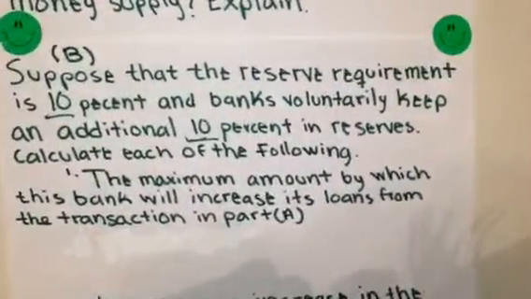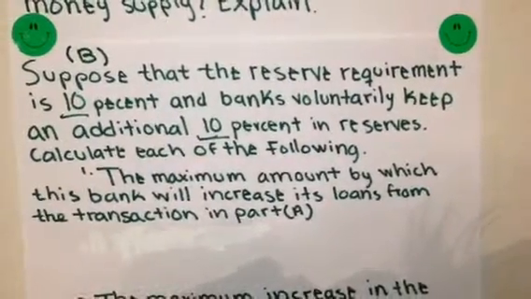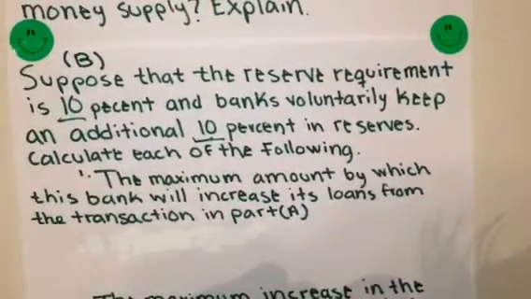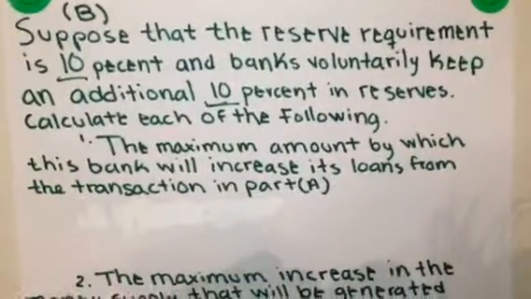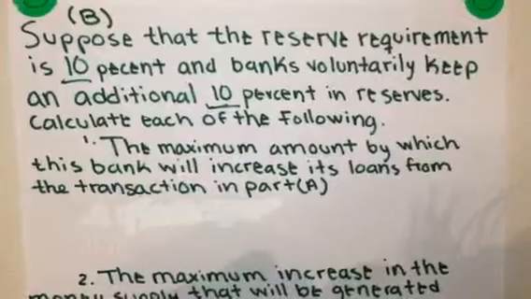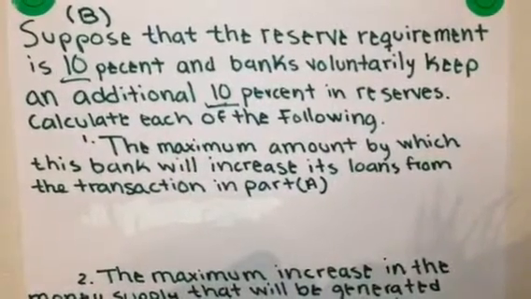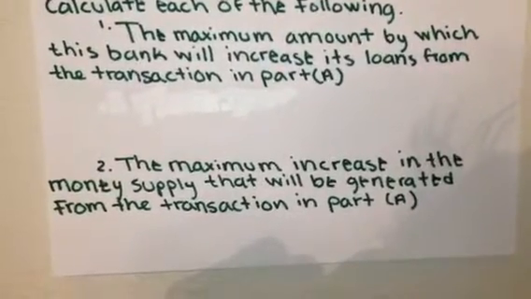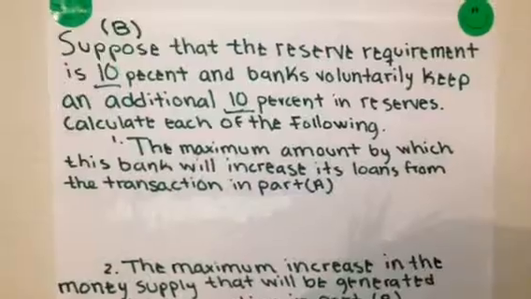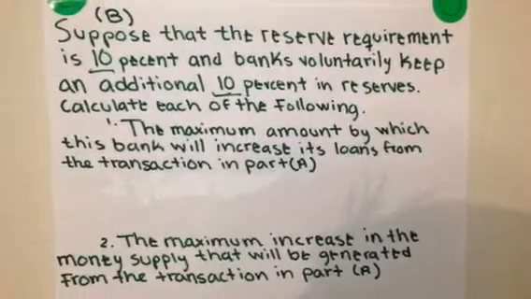It says, suppose that the reserve requirement is 10% and banks voluntarily keep an additional 10% in reserves. Calculate each of the following. The maximum amount by which this bank will increase its loans from the transaction in Part A, and the amount increased in the money supply that will be generated from the transaction in Part A. I'll give you a couple of seconds. If you need more time, make sure to pause the video. Okay, you got it? Awesome. Let's go over it. Hopefully you got it right.